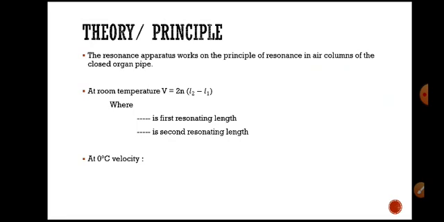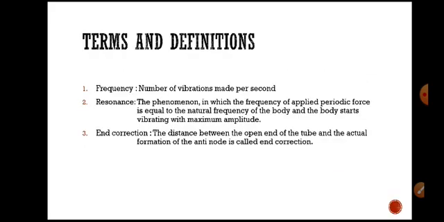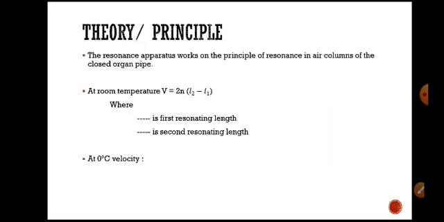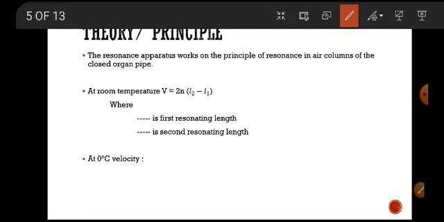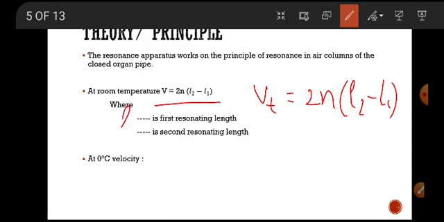Then the velocity of sound at room temperature can be determined by the formula Vt equals 2n into (L2 minus L1). So you can write Vt equals 2n (L2 minus L1), where L1 is the first resonating length and L2 is the second resonating length.